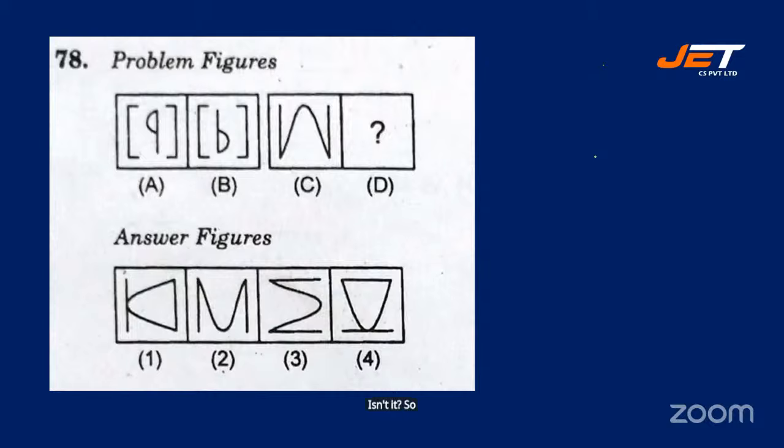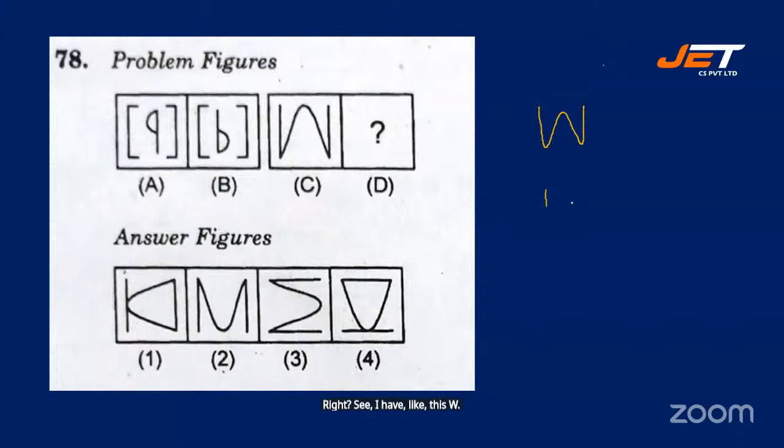So C is here, what should be D? The curve like a mountain should not be there, it should be down. So I have a guess to be option 2. How many of you agree with me before releasing the answer? See, I have like this W.